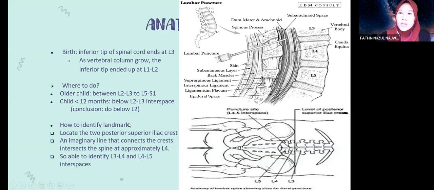So how do clinicians identify where to do the puncture site? Now, may I direct your attention to the bottom picture. How to do it is, first we identify the posterior superior iliac crests, the bony prominence, and then we connect these two crests with an imaginary line. Now, this imaginary line crosses approximately at L4. So below the L4, we can find the L4, L5 interspace. Now this is where we can do the lumbar puncture.